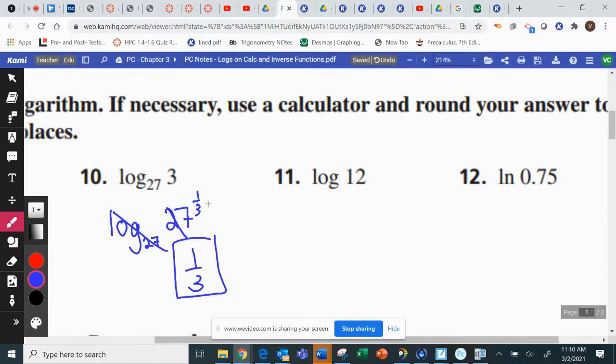Next is log 12. So this is the common log, which is a base 10. Is there a way to make 12 into a 10? No. So this would be a calculator question. And there is a button that says log. So we just type log 12, enter. You guys typed it so fast you didn't even have time to take out your calculator.